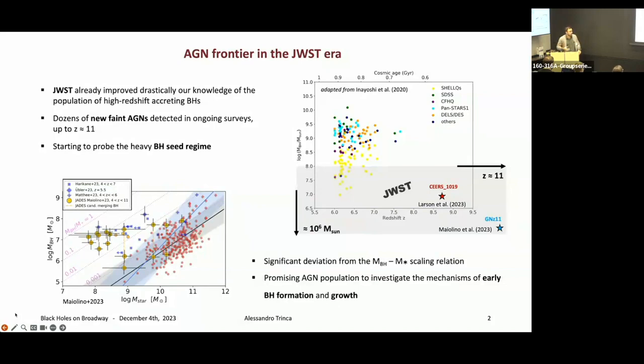Now, many of these systems seem to show a very peculiar feature, which is the fact that the black hole is supermassive with respect to the stellar component. This might, of course, be an observational bias, but it's giving us some hint that a brief phase of supercritical or very efficient accretion is needed in order to build up these objects. For this reason, this population of AGN is very promising to study the early mechanism of black hole formation and growth.